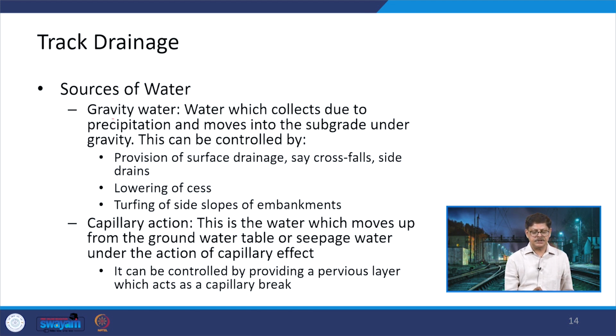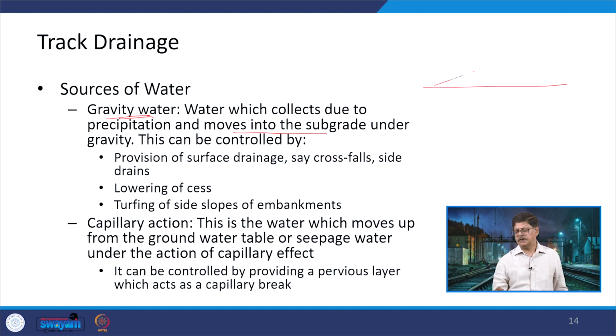The various sources are the gravity water, and the gravity water is the one which is there at the top of the surface. It may be there in the form of precipitation or flooding from any of the areas, and then as soon as this water comes at the top of the surface, it starts moving into the subgrade under gravity.